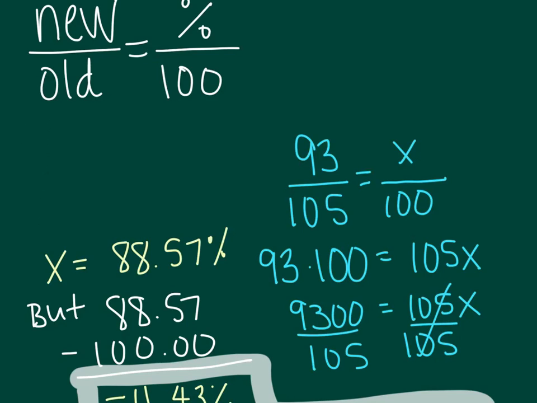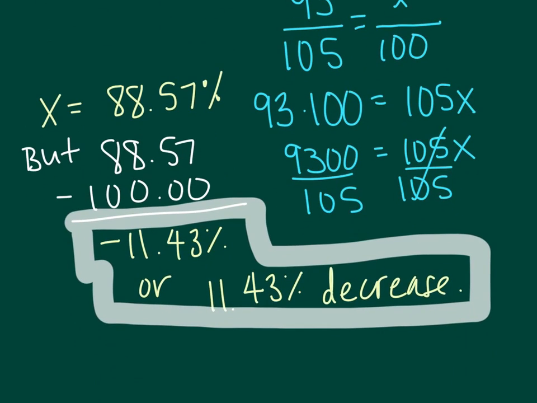So if I go ahead and cross multiply, I have 93 times 100, and that equals 105x, and then solve. So my x is going to equal 88.57 percent. But I have to remember that I'm not done with this problem, and that means that I need to subtract 100 from 88.57, and that gives me a negative answer, negative 11.43 percent.